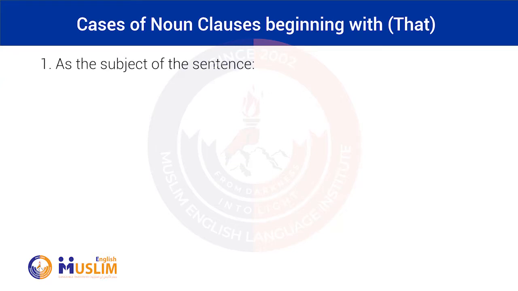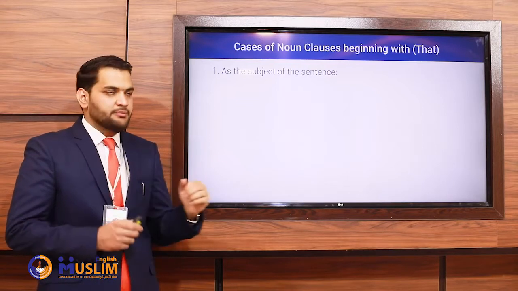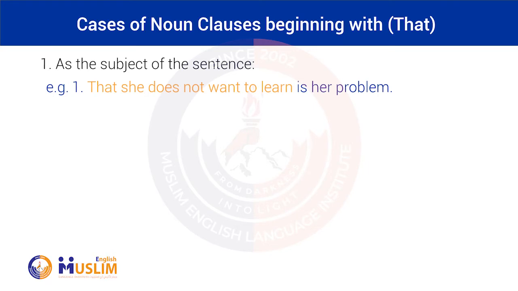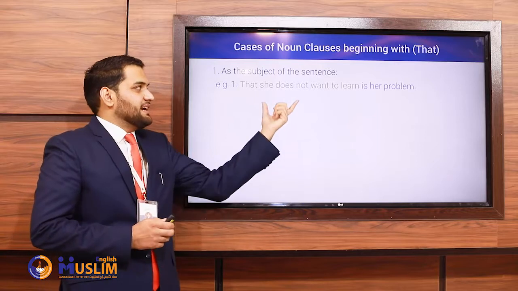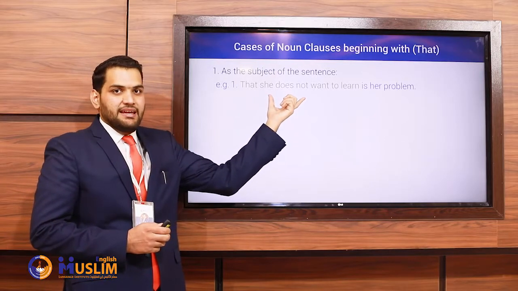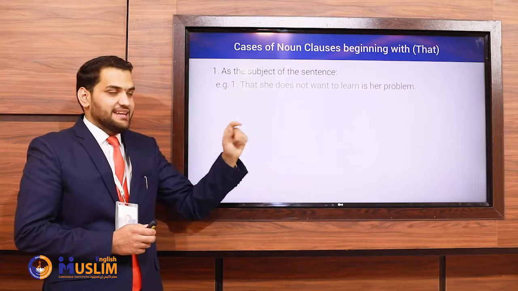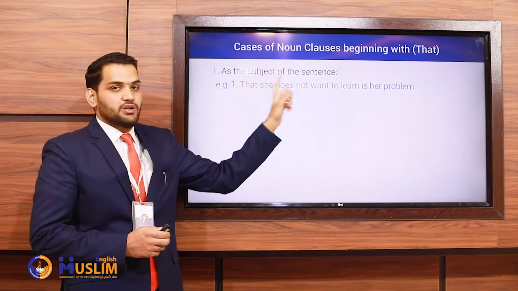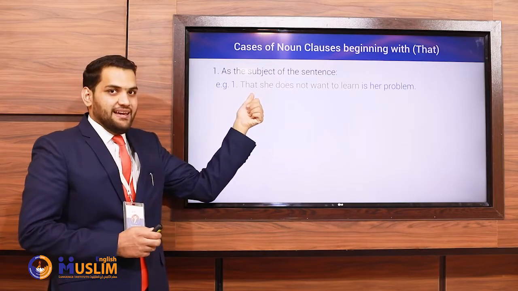The first case is as the subject of the sentence. You can use a noun clause as the subject of a sentence. For example, that she does not want to learn is her problem. So, what is her problem? That she does not want to learn. This is a noun clause which is taken from a statement, and the statement is she does not want to learn. To make it a noun clause, you simply add that.